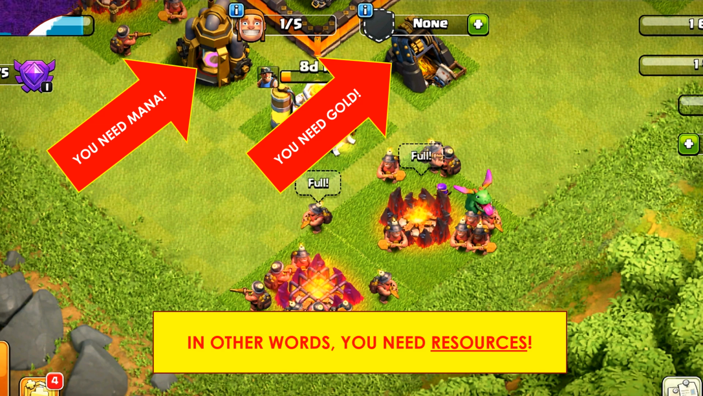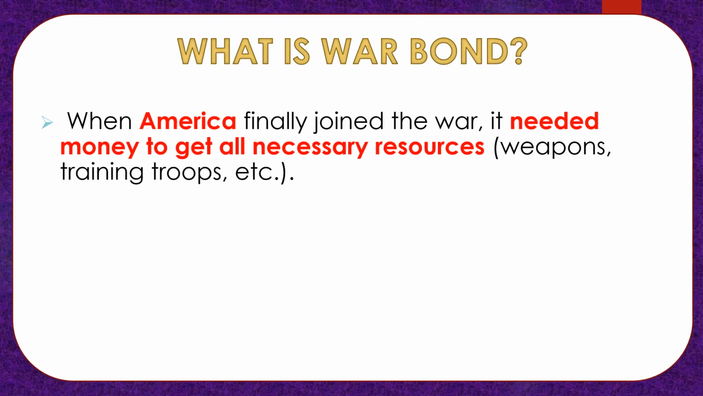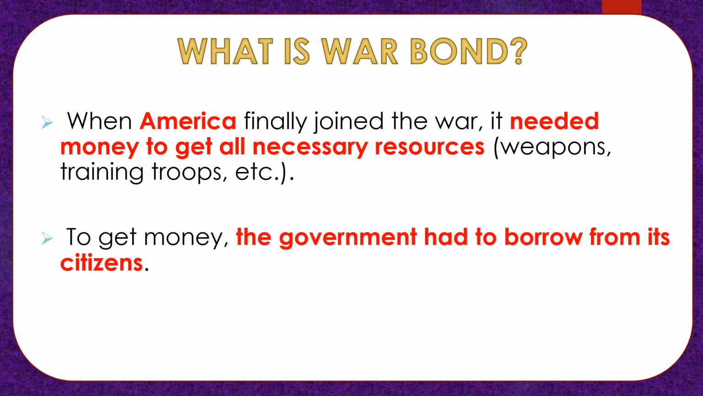You need resources. And in real life, resources means money. You need money to get food. You need money to get weapons. You need money to prepare everything for the troops, for the soldiers. So how does the government get money? How does the American government get money?